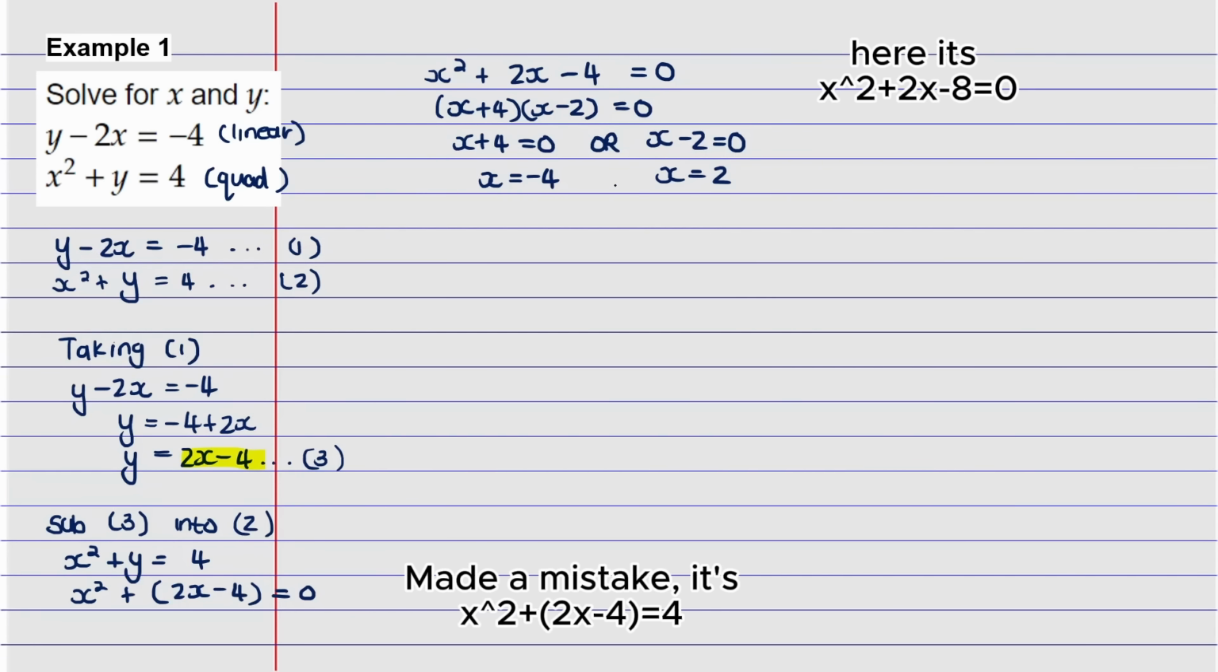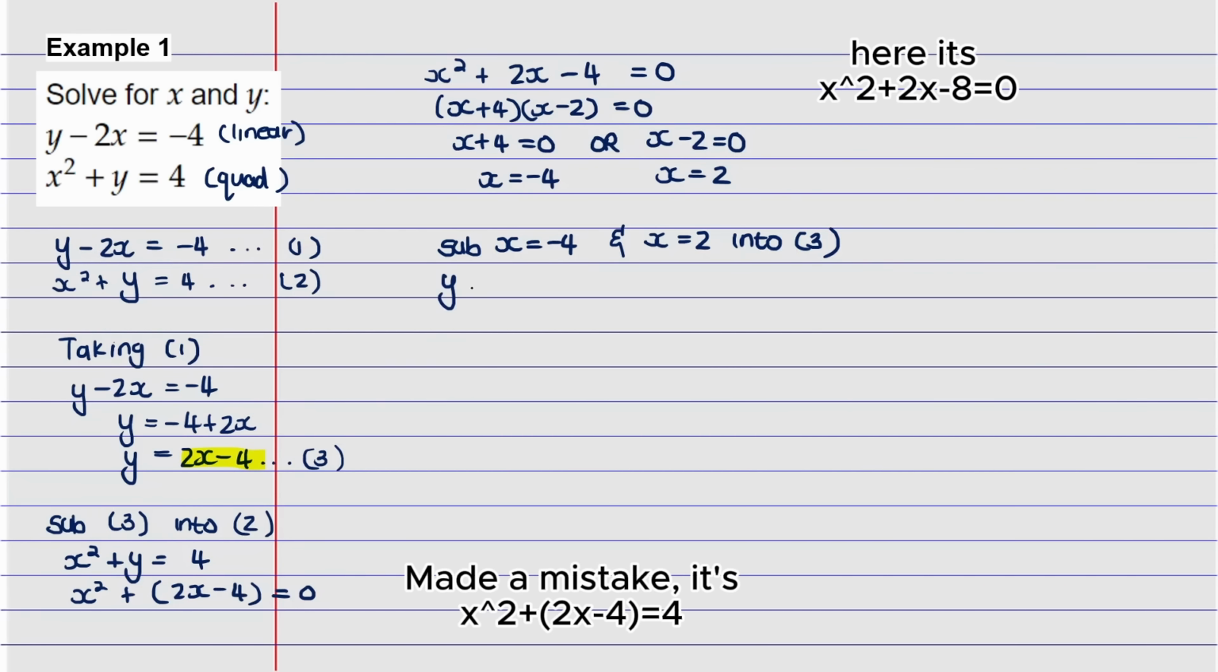So now we have solved the x. But remember, we're solving x and y. So what we're going to do is substitute both our x values into equation 3, because it's already in terms of y. So we're going to substitute x equals negative 4 and x equals 2 into 3.